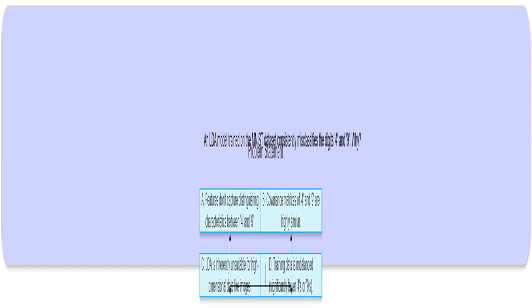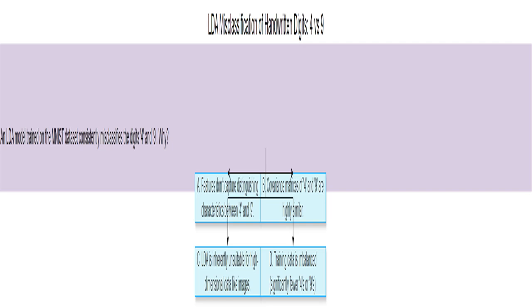The MNIST dataset is a large database of handwritten digits commonly used for training and testing in machine learning. LDA is a statistical method used for classification. I've trained an LDA model on the MNIST dataset, but it's not performing well. Specifically, it frequently mistakes a 4 for a 9, and vice versa. I need to determine the causes of this high error rate.